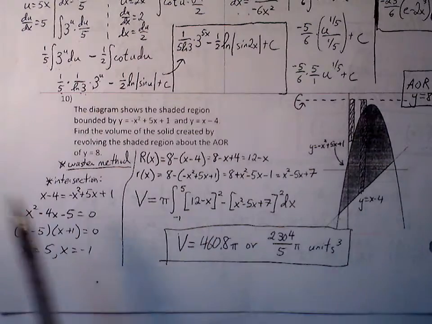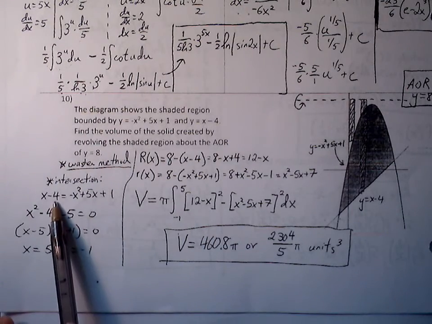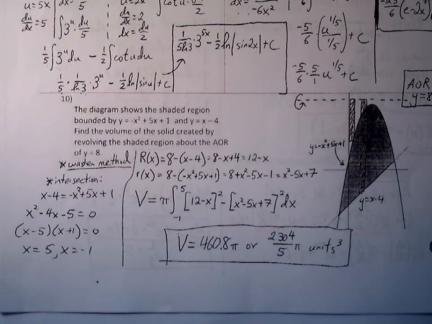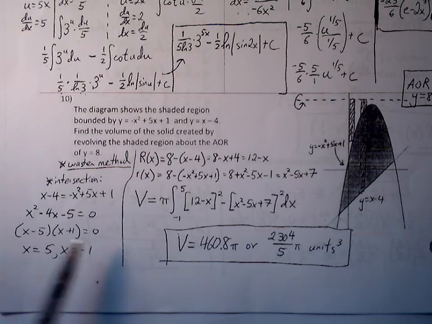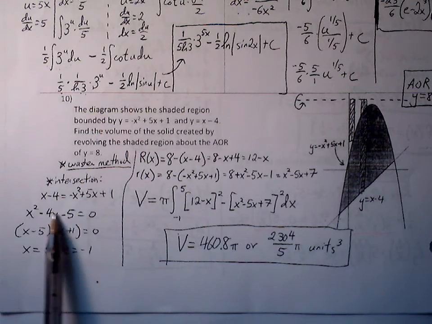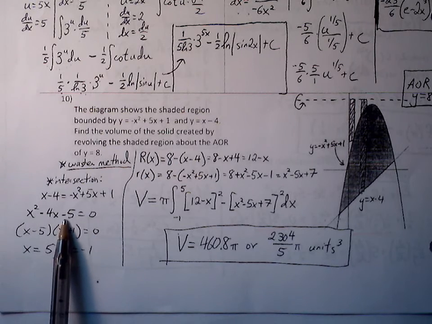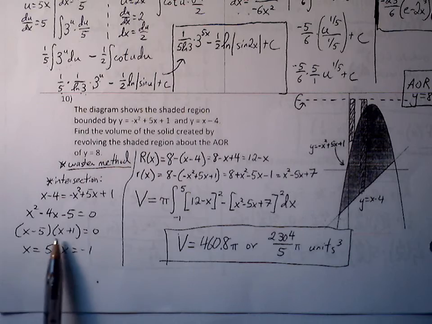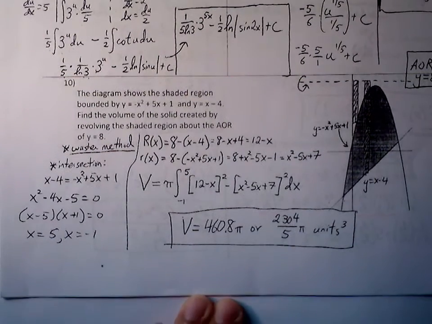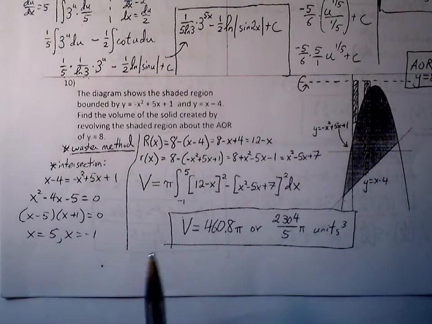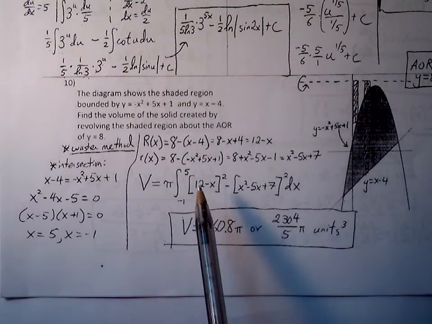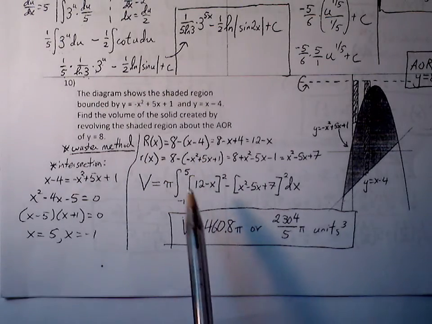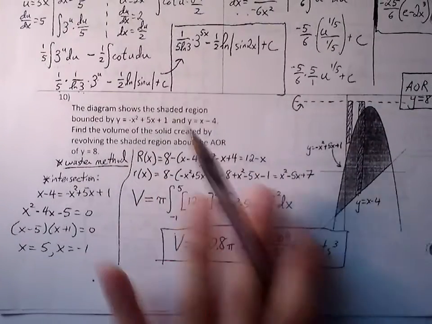So to do that, we're going to set the two equations equal to each other, the x minus 4 and the negative x squared plus 5x plus 1. We'll go ahead and add and subtract so that we can bring everything over to one side, get 0 to show up on the other side so that we can factor. When we factor, we get x minus 5, x plus 1. Solve for x, we get 5 and negative 1. So our bounds are going to be from negative 1 to 5. Okay, so we have that taken care of.